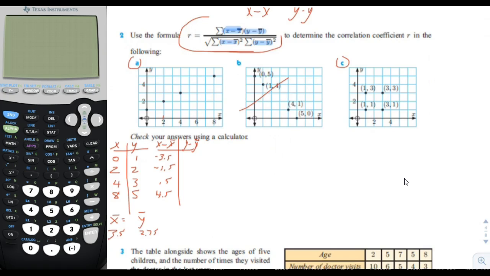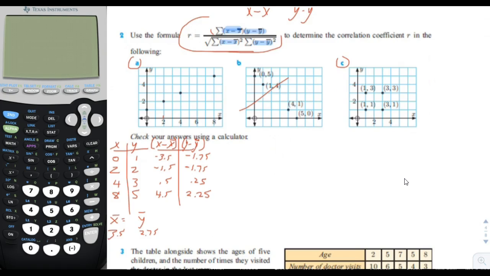What about the y? Y minus y bar would be 1 minus 2.75, which would be negative 1.75, 2 minus 2.75, which would be negative 0.75, 3 minus 2.75, which would be 0.25, and 5 minus 2.75, which would be 2.25. Okay, so now I have calculated the x minus x bar values for each coordinate pair and the y minus y bar values for each coordinate pair. What am I going to do with these?